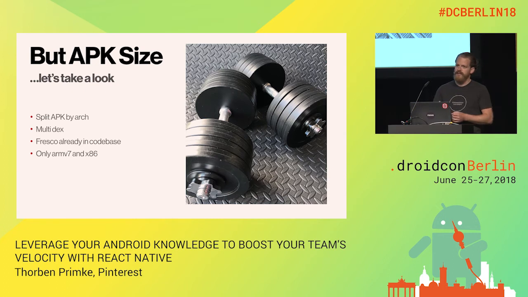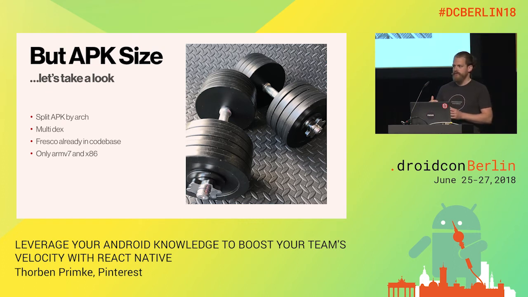As far as multidexing, we were already above one dex, and we can't really go back down to one. It's just not possible. So, you know, we still did the ProGuarding thing, but it adds around 10,000 methods to your dex. So that's quite significant, but we were already in a multi-dex situation, so that was okay.